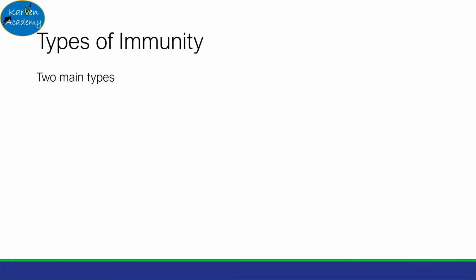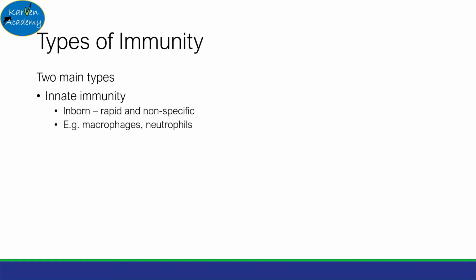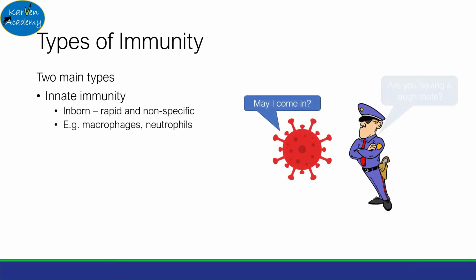So, now there are two main types of immunity. First, we have the innate immune system, which we are born with, and it is not specific. This means it doesn't target one specific pathogen, but a whole variety. It's a bit like the police officer, as it is the body's first-line defense.